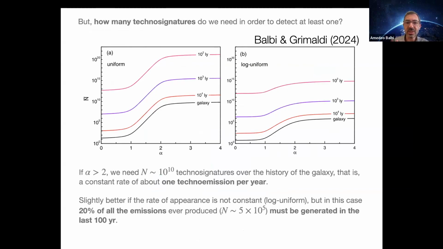of the galaxy. And essentially, it has to be so large that you should expect, in order to have some chances of detecting them, to have a constant rate of about one techno-emission per year, which seems a very large rate. Of course, we don't know if it's plausible or not, but this is what you get from simulations. If you get a rate of appearance that is not constant, so for example, you choose a log uniform behavior, in this case, still 20% of all the techno-emissions have to be produced in the last 100 years to have a chance to detect them.